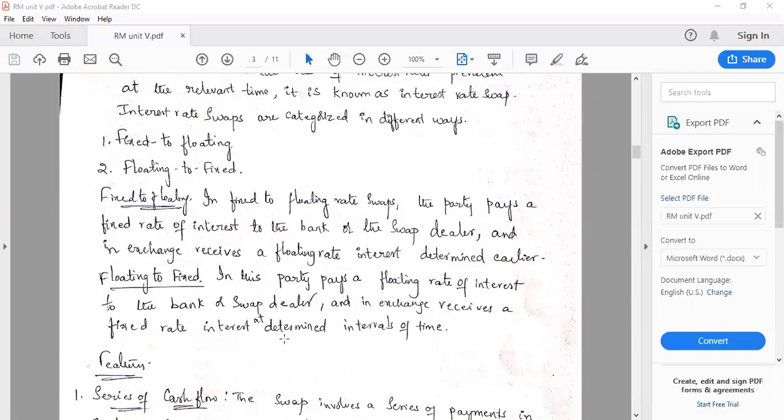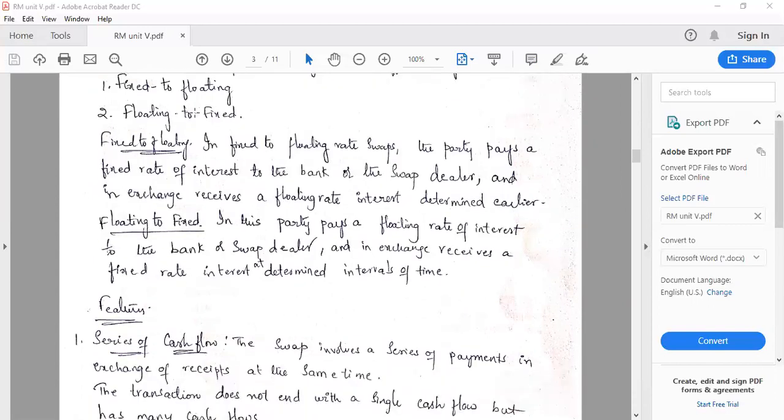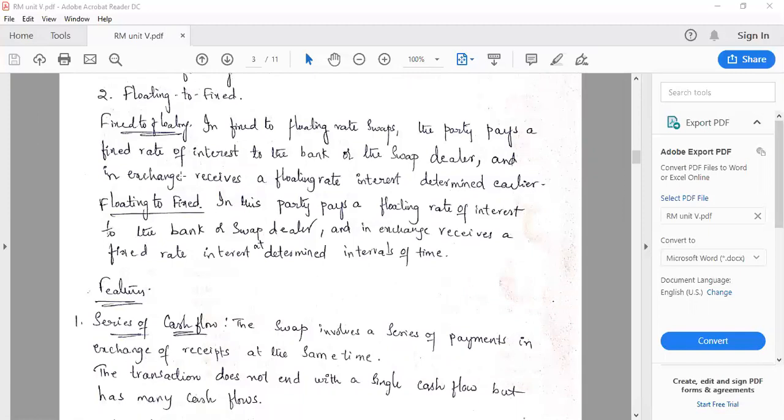So the end user or the party, if we are taking the swap, we will pay a floating rate of interest and we will receive a fixed rate of interest. And in the case of fixed to floating, we will pay a fixed interest rate and receive a floating interest rate. So that's the difference. It's very easy for you to remember fixed to floating and floating to fixed.